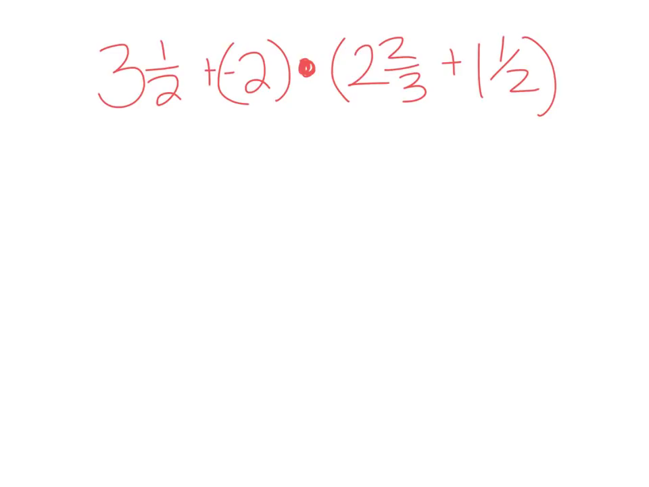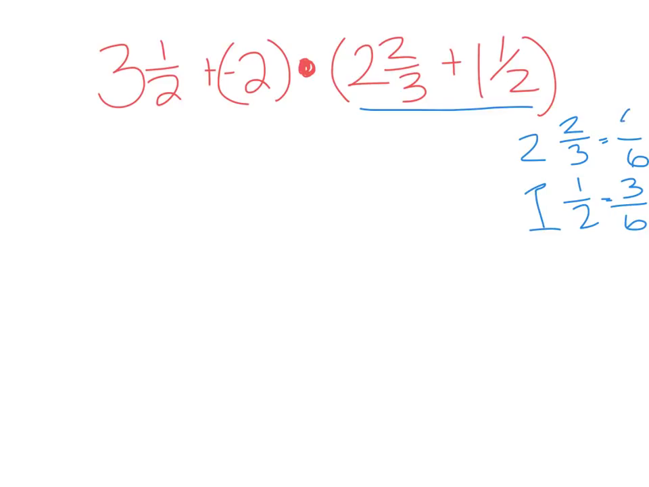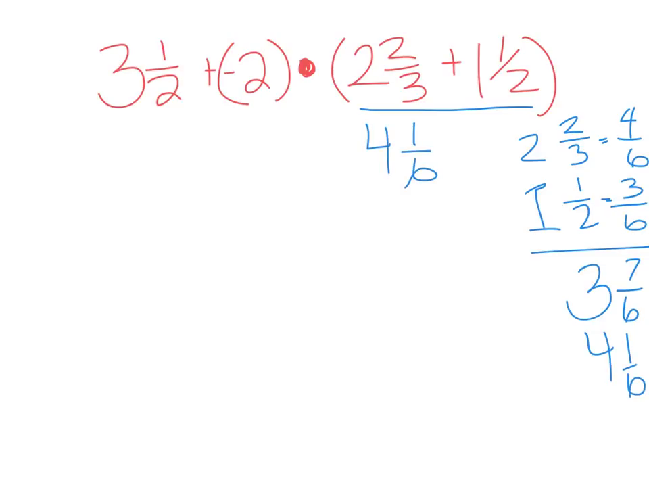So for this one, we're going to start with our addition of these two fractions. Out to the side, I'm going to do it over here. 2 2/3, change them both to sixths. And 1 1/2 is 3/6. So it's 4/6, a total of 7/6. 3 7/6, which then becomes 4 1/6. Bring everything else down.